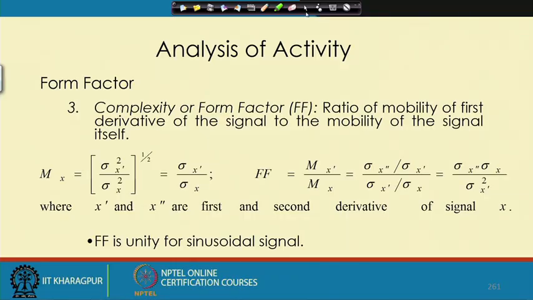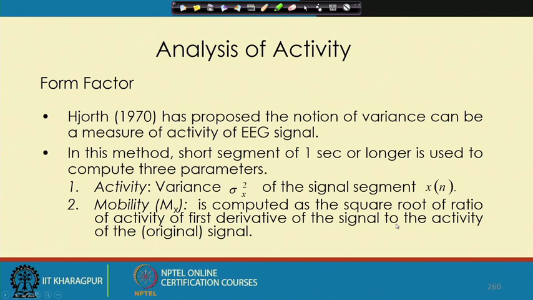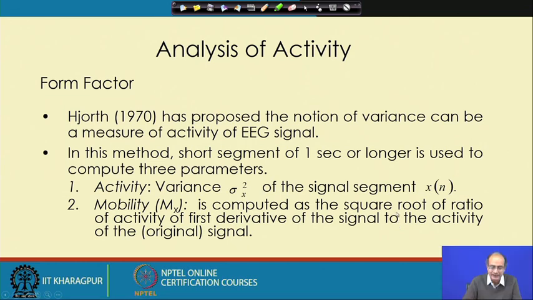That is what we are looking at, and not only the form factor, along with that we have the measure of the energy given by the previous parameter, the activity of the signal, as well as the ratio of the activity of the derivative signal and the original signal, that is the mobility. So, these three together give the energy and how far the signal is different from a sinusoidal signal. That again gives some idea about the shape of the signal, and thereby helps us do the shape analysis of the waveform.